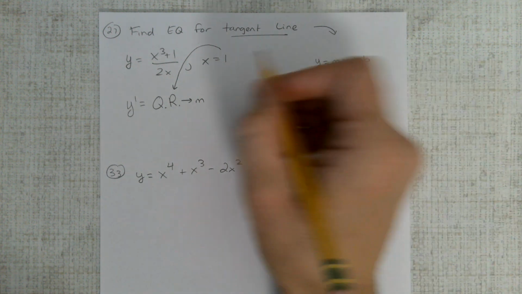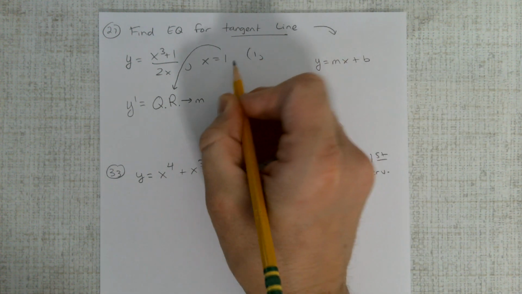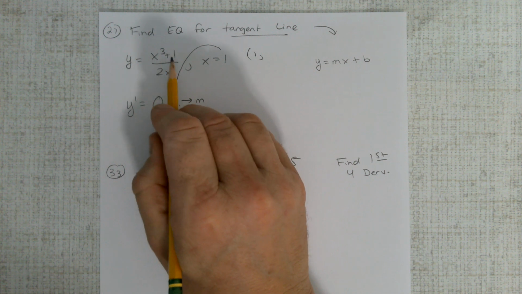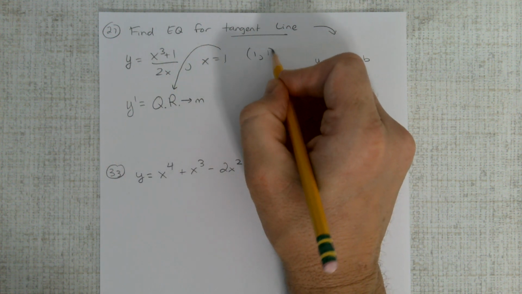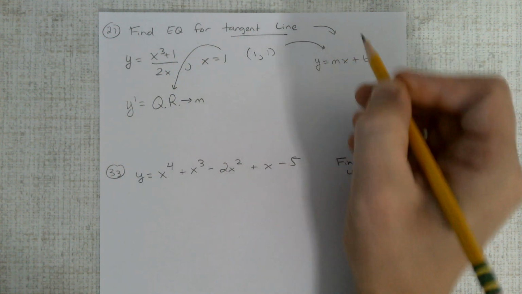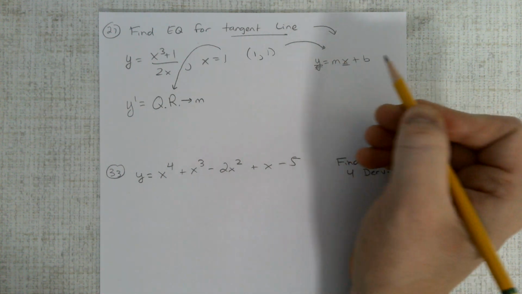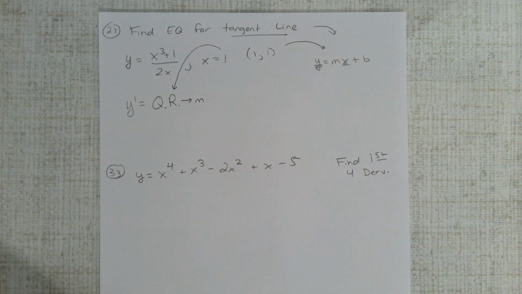Then all you have to do is plug in the point. And what's the point? Well, the point is 1, and if I plug a 1 in here, I'd have 2 over 2. So the point is (1, 1), and that point can go in for the x and y, but to find the slope, you need to find the derivative.